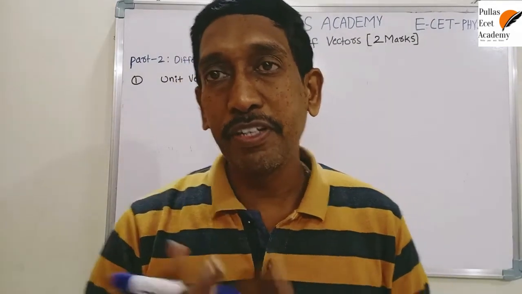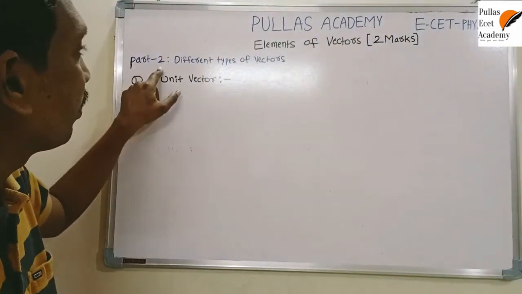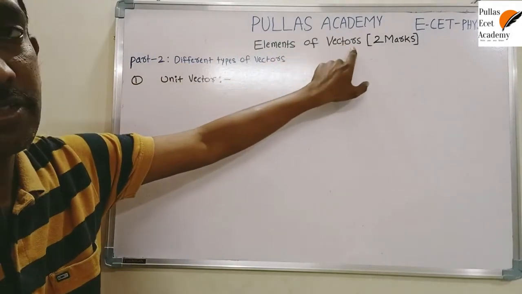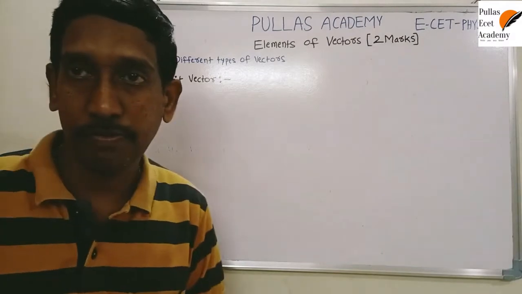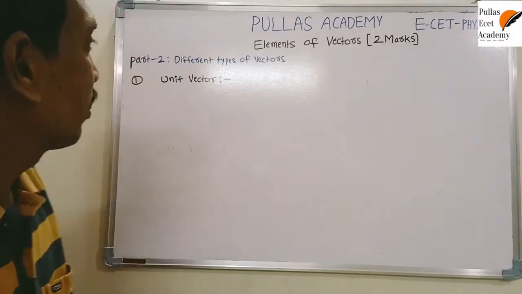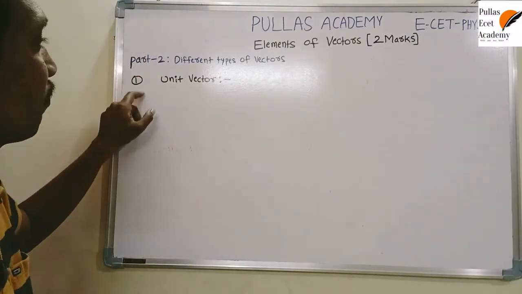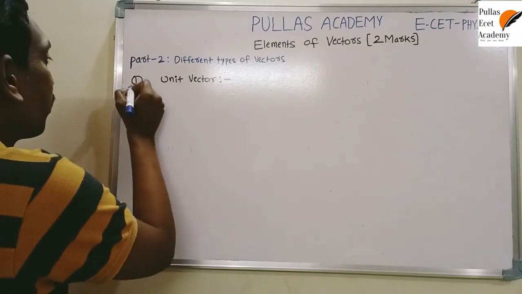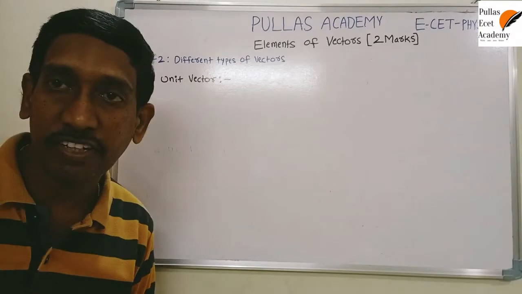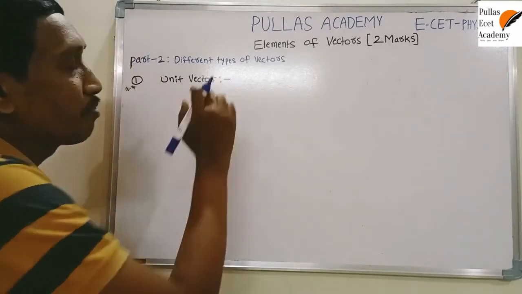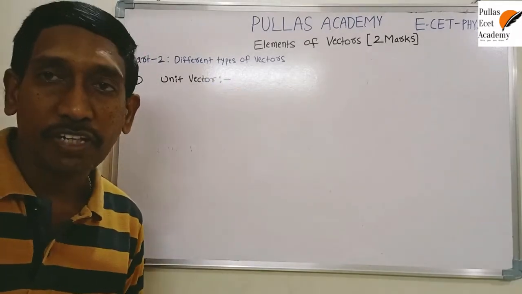Today we are going to discuss part 2 video in elements of vectors. In this video we will discuss the different types of vectors. Let us start with one type of vector, the unit vector. It is very important here. It is a previously repeated area, a must, so concentrate here. First we will discuss the unit vector.